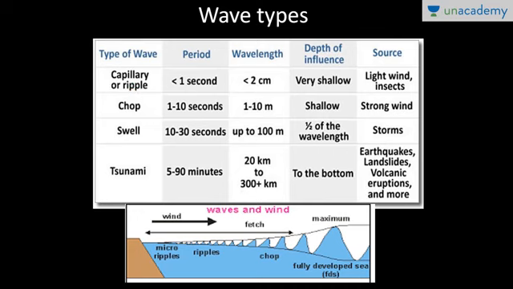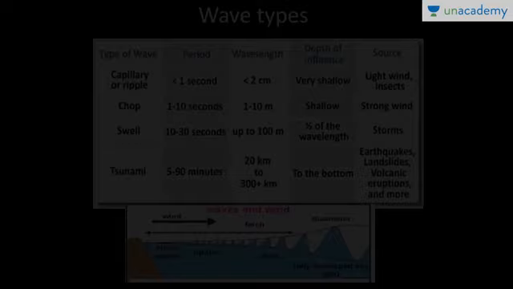Now then the other one is chop. Now the depth of influence here is shallow, right? You can see it here, the depth of influence is more. Okay, now then there are swells. These are well developed waves, right? And the source for these swells are storms, right? Then there are tsunami. These are very high waves. Their height may reach up to 30 meters, right? And the depth of influence is to the bottom. Okay, the reason may be earthquake, landslides, volcanic eruptions, etc. Tsunami, we'll discuss it in another series, right?